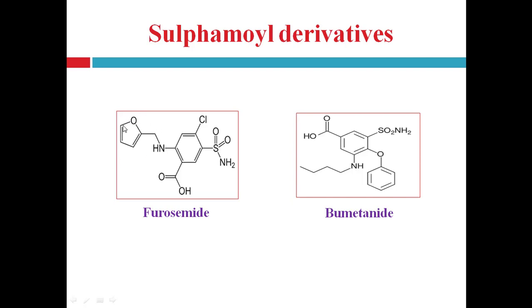So furosemide contains the furan heterocyclic ring, right? Keep in mind that it can be asked in an MCQ exam which heterocyclic ring is present in furosemide, that is furan. That's why it is named furosemide. And in bumetanide, the amine group is attached to the butyl group, that's why bumetanide. And here the amine group is attached to the furan ring, that's why furosemide.